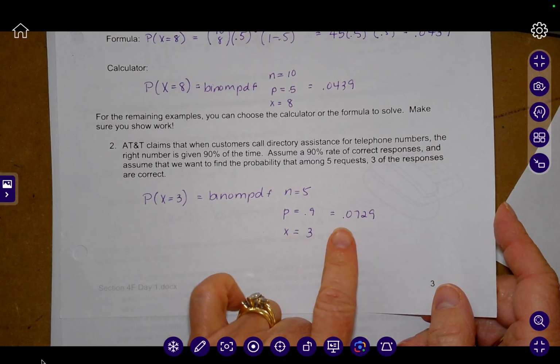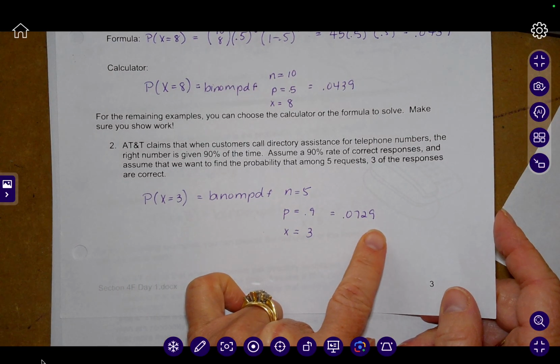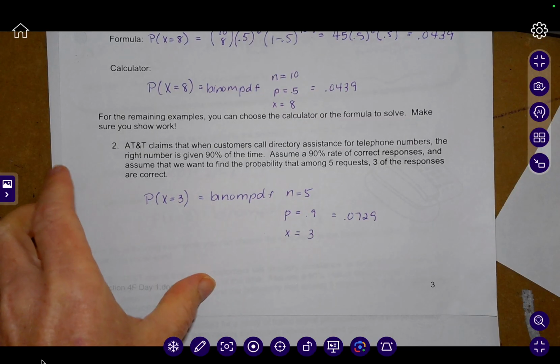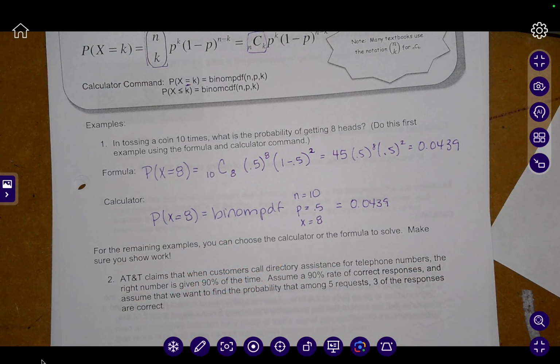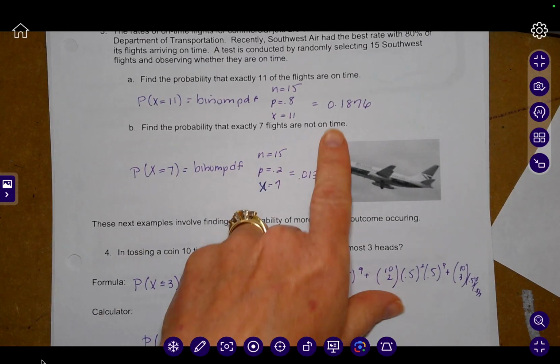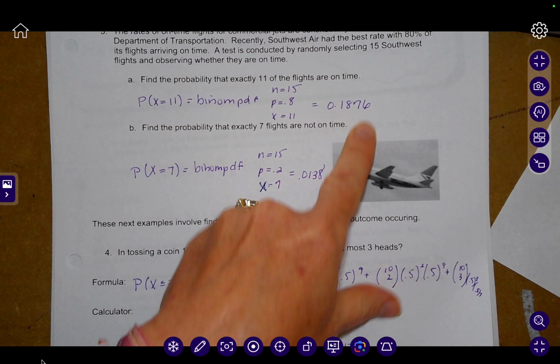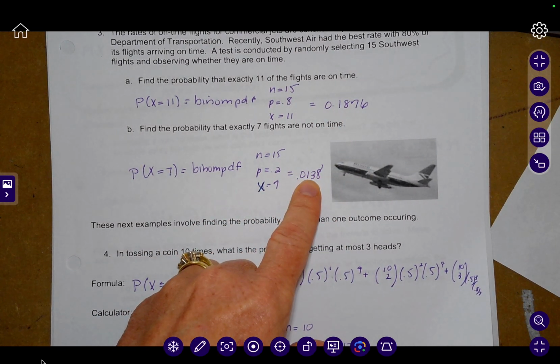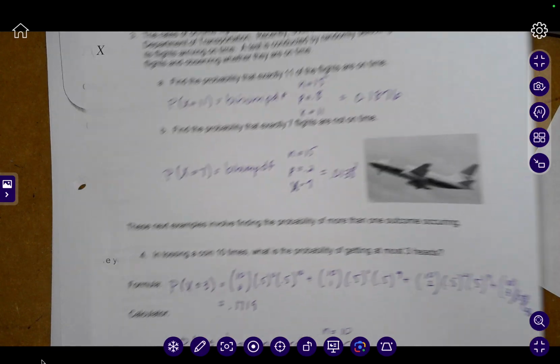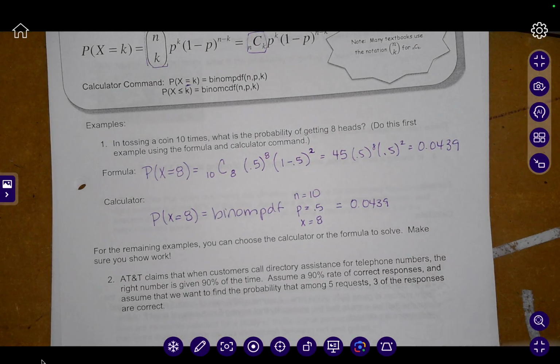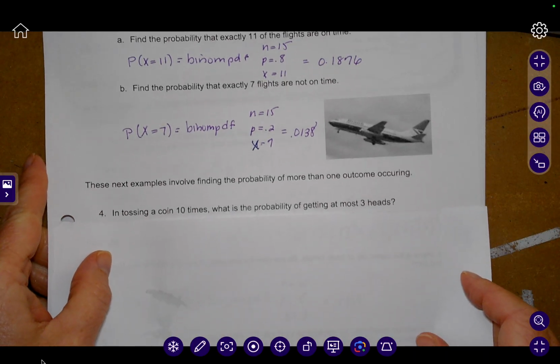For 2, you should have gotten 0.0729. For 3, you should have gotten A, 0.1876. For B, you should have gotten 0.0138. You can always pause the video if I'm going too fast.